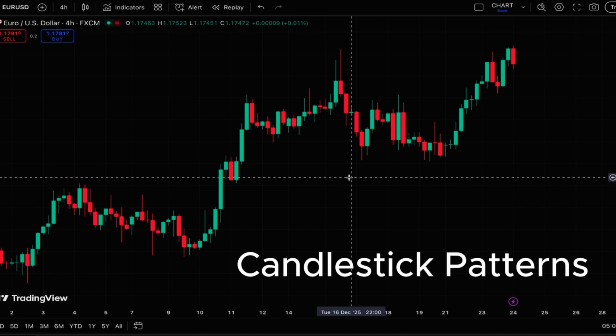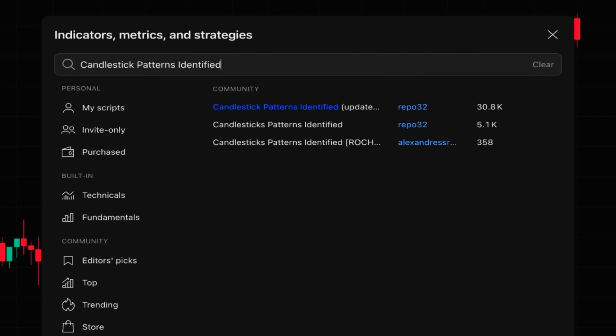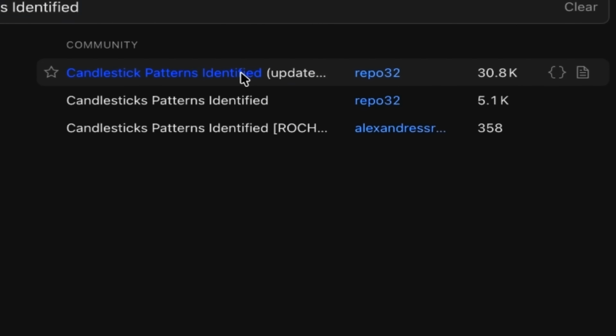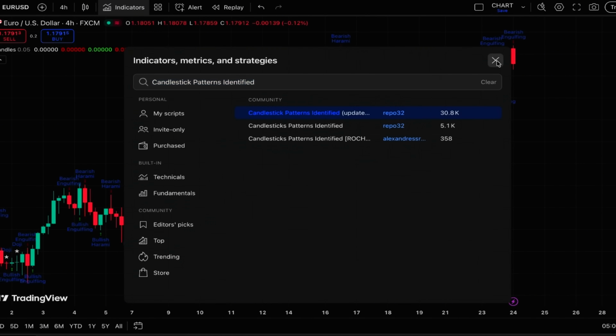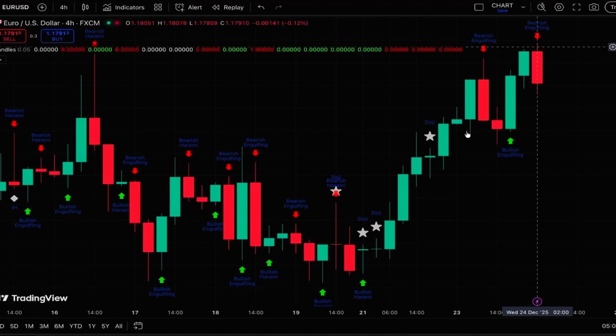Alright, now let me introduce indicators for candlestick patterns. Here we click on indicators and we search candlestick patterns identified. This one, which is written by Repo32. When you add this indicator, some of the famous candlestick patterns are automatically identified on the price chart.